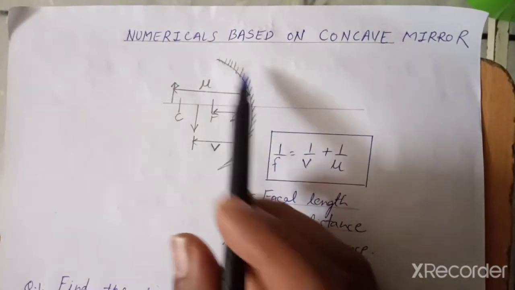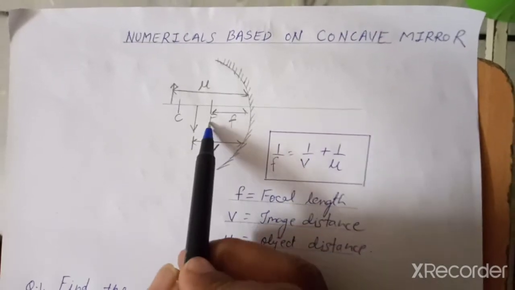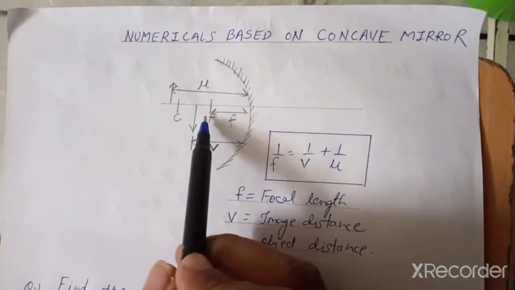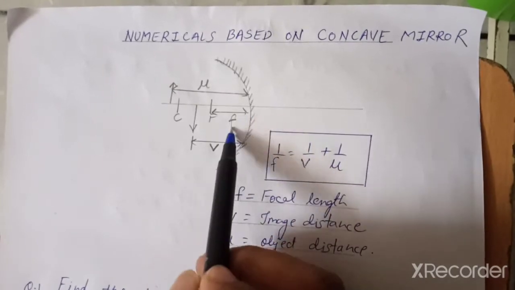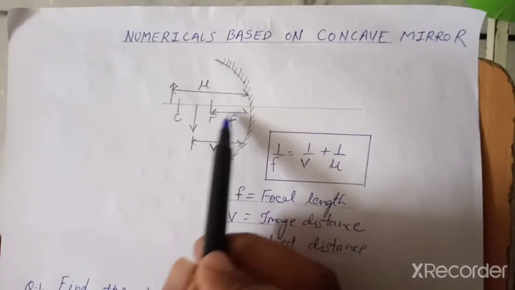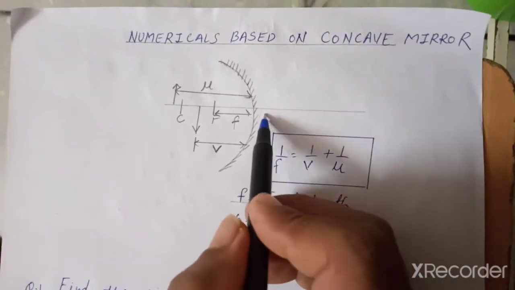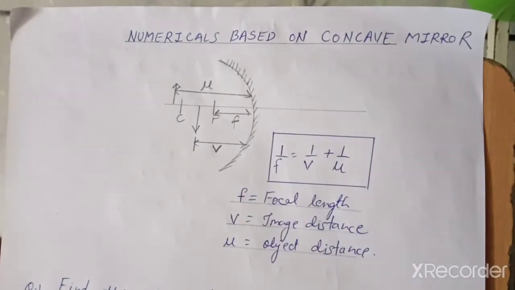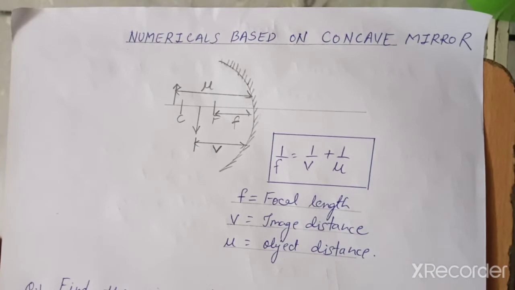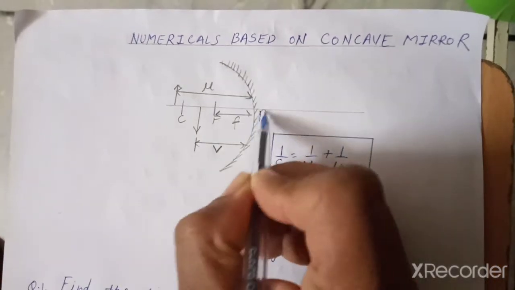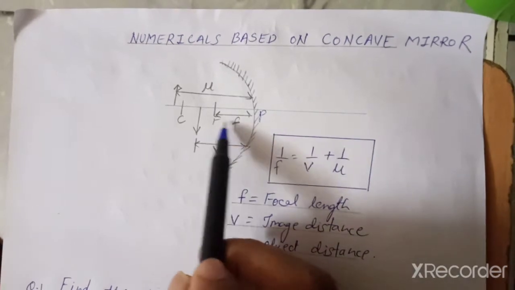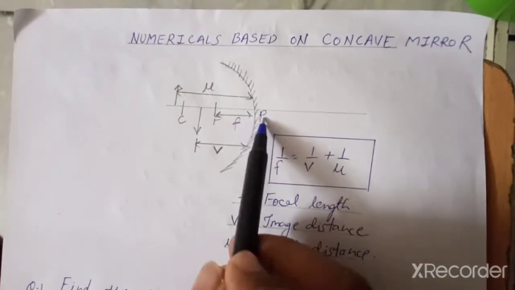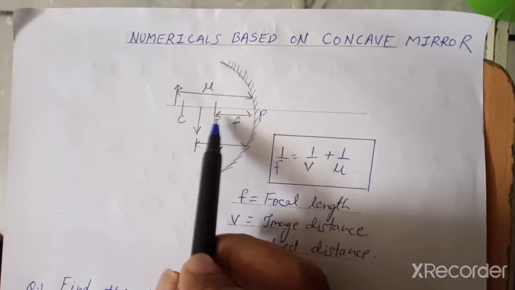Now in the diagram, if you see, this is the focus. The distance from the mirror to this focus is called the focal length. If we consider this point, this is the P point. So the distance between the focus and the pole is called the focal length.